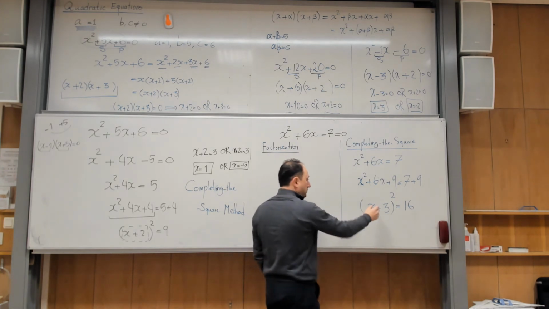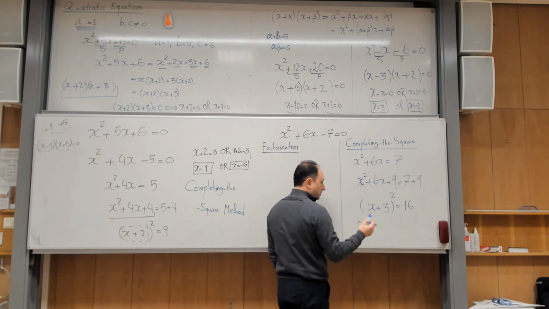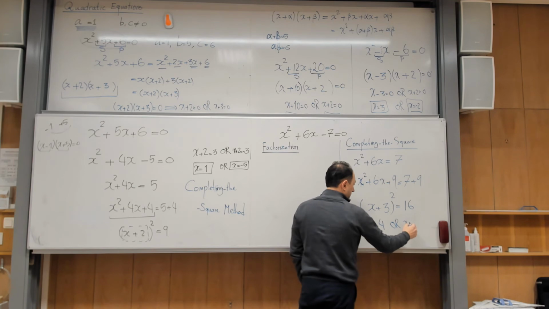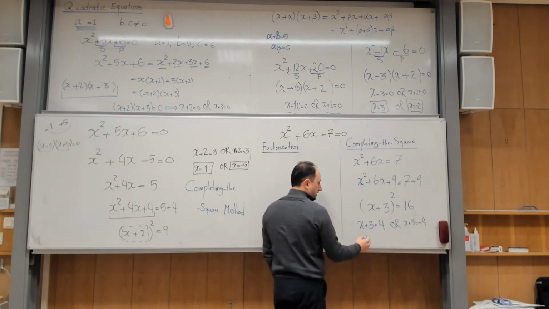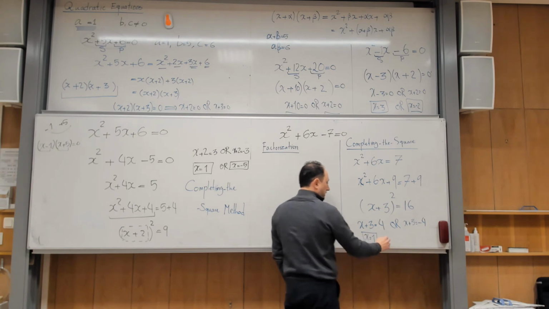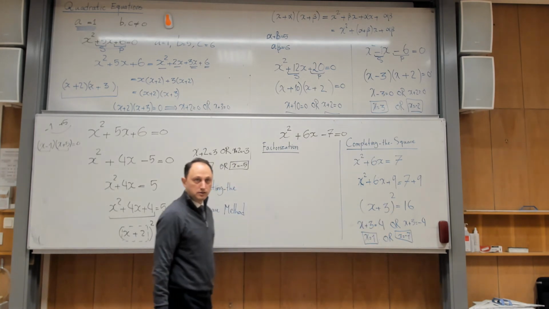And then there are two options. What is x plus 3? There are two possibilities. Either +4 or -4. And if this is the case, x is 1. Or if that's the case, x is -7. These are the answers. Yes?